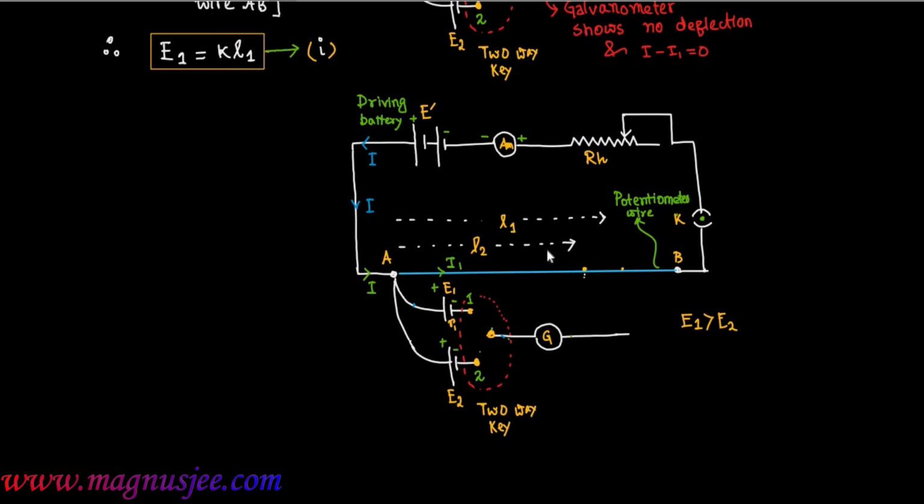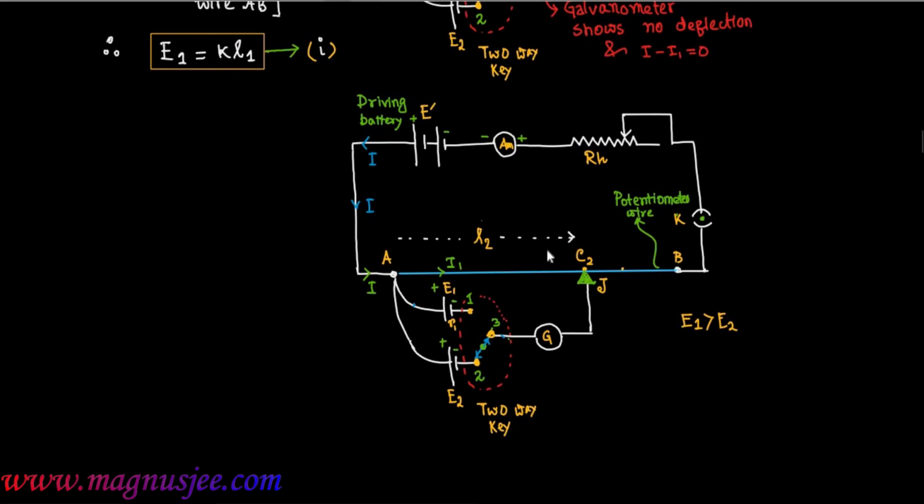Now the plug is removed from the gap between the terminals 1 and 3 of the two-way key, and the same plug is inserted in the gap between the terminals 2 and 3 of the two-way key. The jockey J is pressed with the point C2 of the potentiometer wire. The point C2 is at a distance L2 from the terminal A.